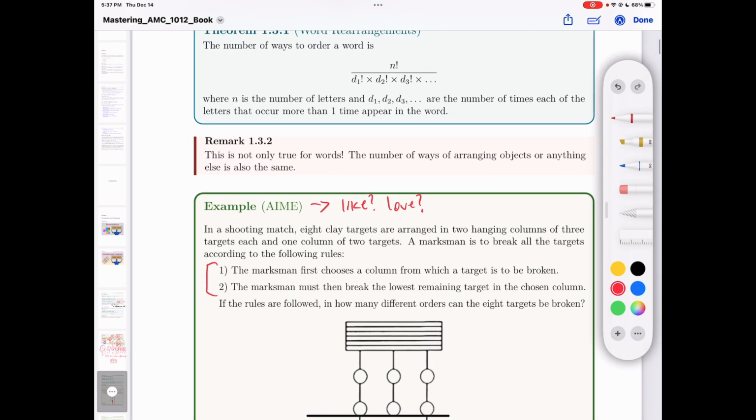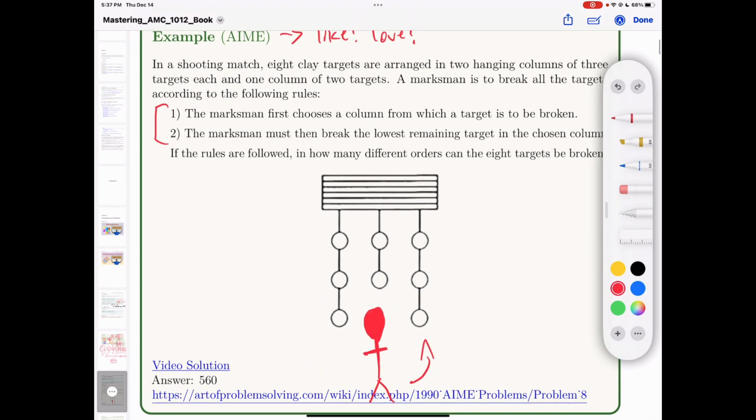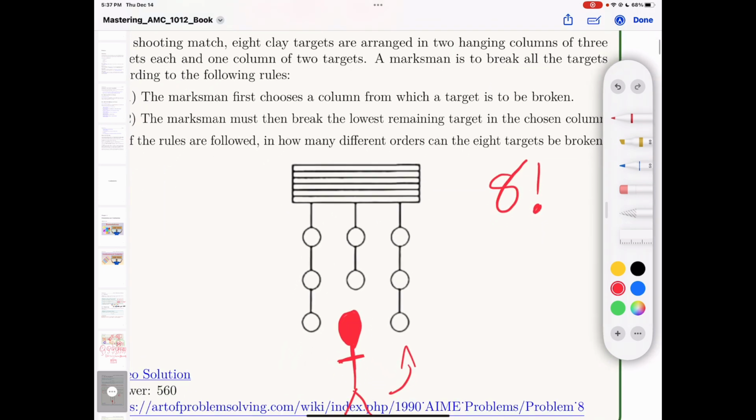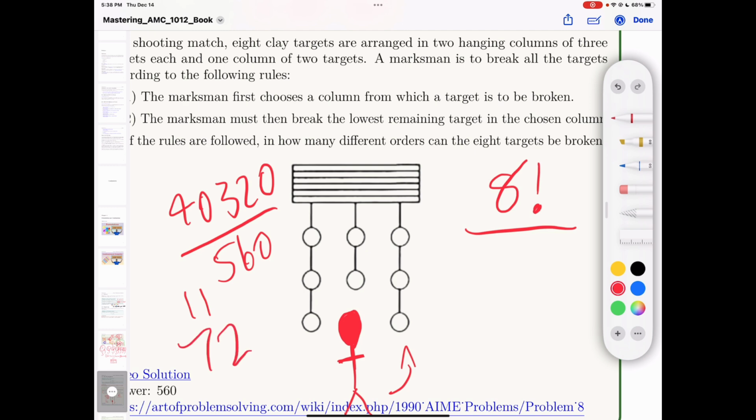So, the number of letters, obviously there's 8 ways. Is it n factorial? Yes. So, oh my god. 8 factorial is 40320. So, dividing the answer, we got 72. I just gave up 72 combinations. So, the denominator has to equal 72.